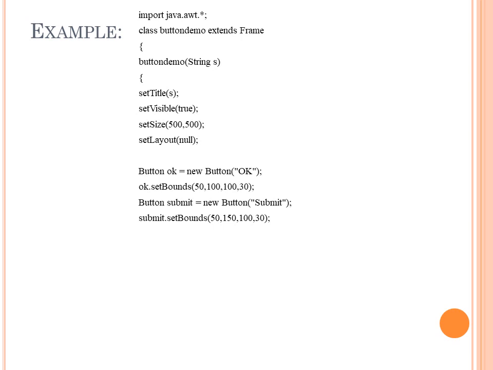Now we need to set coordinates for these two buttons, so I am writing OK dot setBounds and submit dot setBounds. So what will happen, it is going to use these coordinates on the frame. So this becomes your button declaration. Then after you have declared the button, now you need to add these buttons to your frame. So we are going to write add and inside the bracket OK and add inside the bracket submit. So you are going to add both the button objects, that is OK and submit, to your frame.